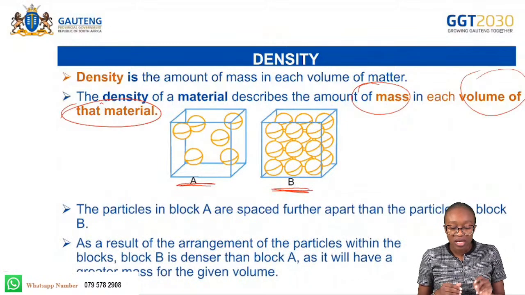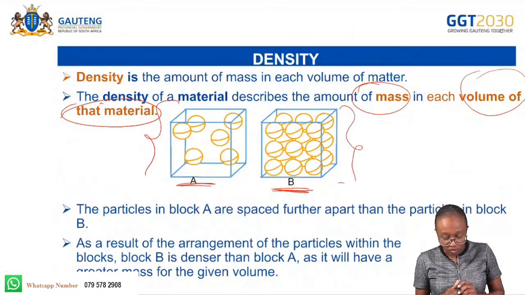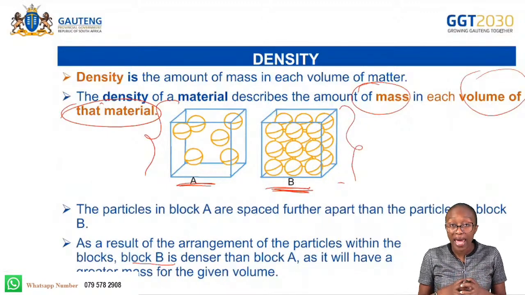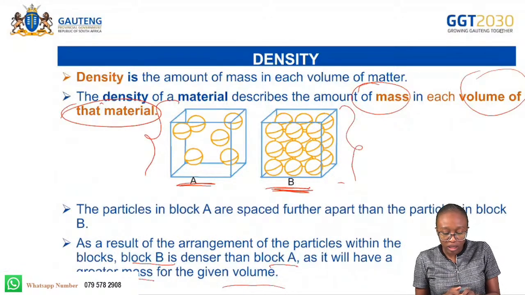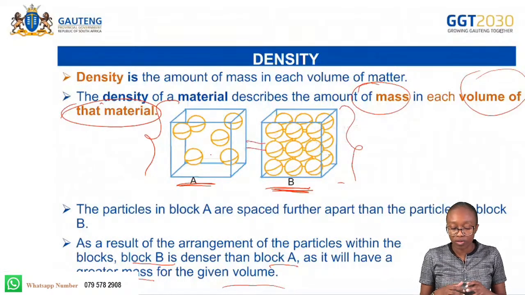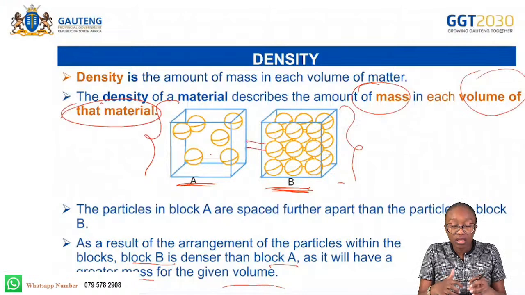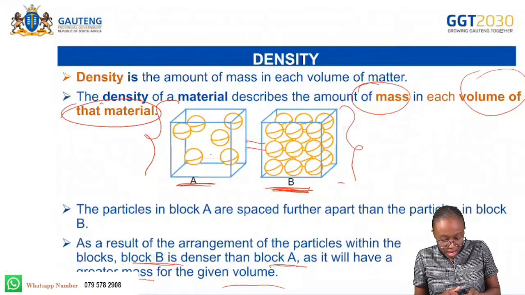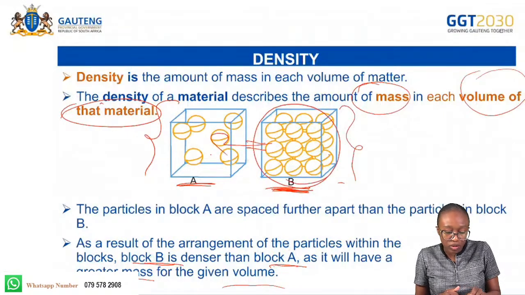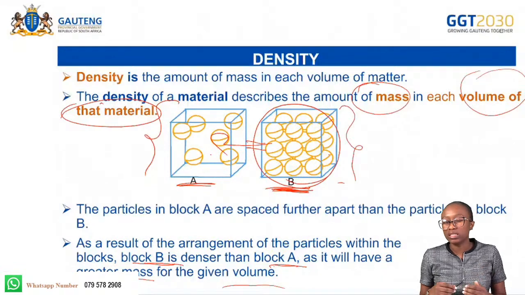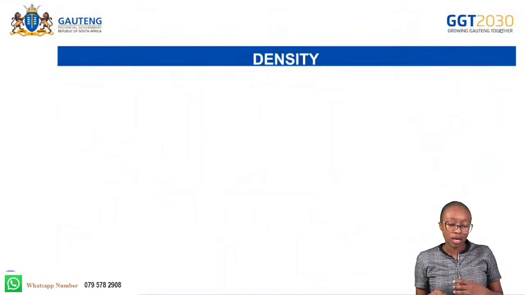Now, what does this tell us? As a result of this arrangement of the particles in the blocks, block B is denser. They are more packed. So we say it is denser than block A, and it will have a greater mass within the given volume. Looking at the two cubes, you can say the volumes are equal. But in the space taken up here, block B is denser than block A, as block B would have a greater mass in comparison to block A. Now we are talking in terms of arrangement and the spaces between the particles.